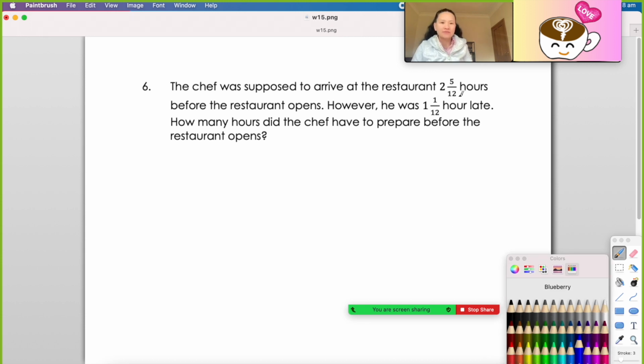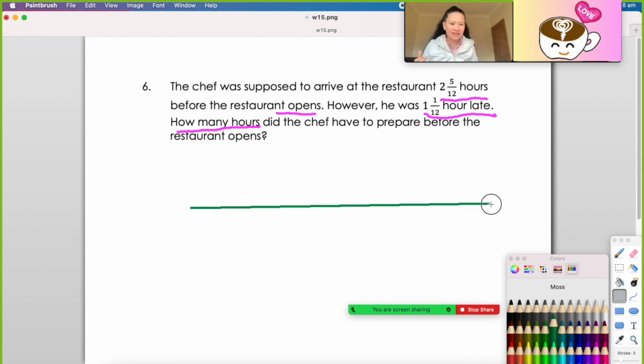The chef was supposed to arrive at the restaurant 2 and 5/12 hours before the restaurant opened. However, he was 1 and 1/12 hour late. How many hours did the chef have to prepare before the restaurant opens? Okay, underline here, how many hours did the chef have to prepare before the restaurant opens?